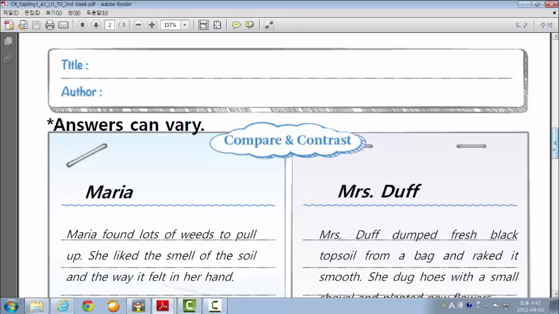So as you can see here, the teaching guide has some sample responses we're looking for, and all you need to do is think of the right leading questions to get your students to answer these questions. For example, you could say, when we compare and contrast, we're looking for same things and different things. So who are the two characters in the story? Do you guys remember? Of course, it's Maria and Mrs. Duff.